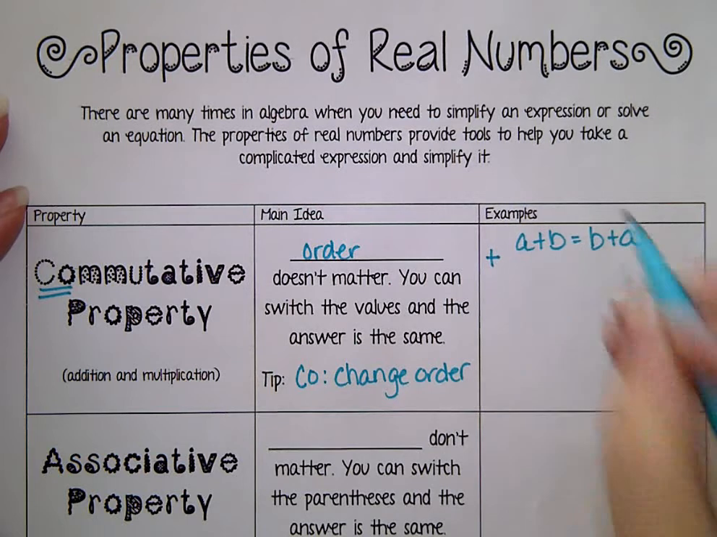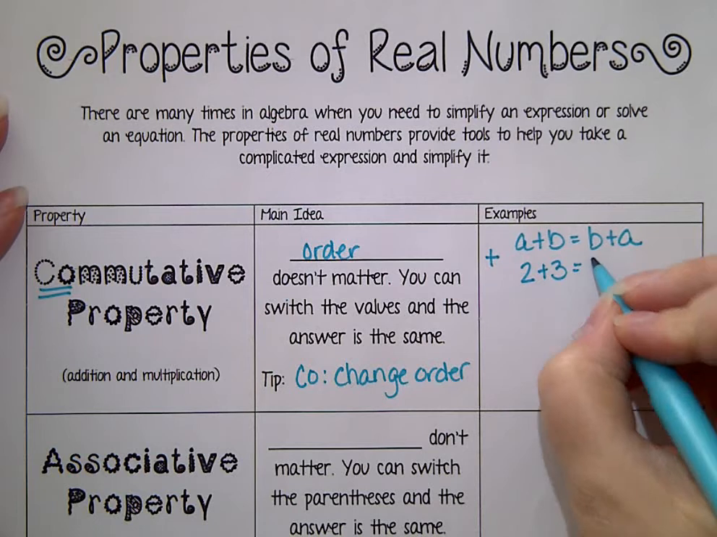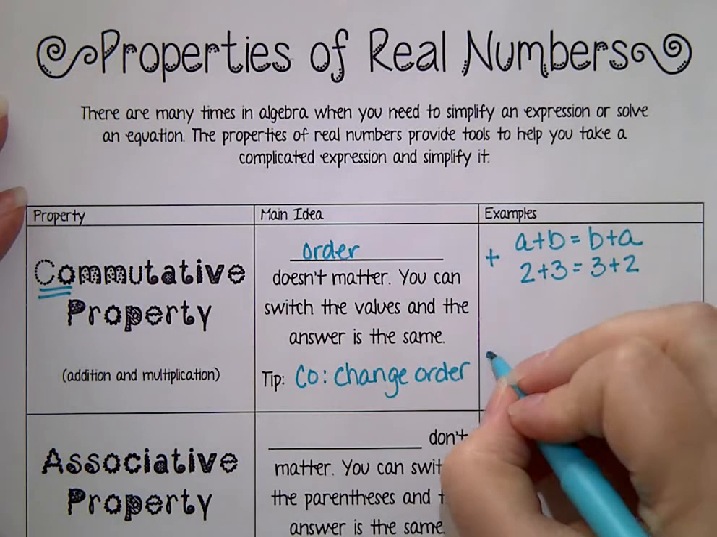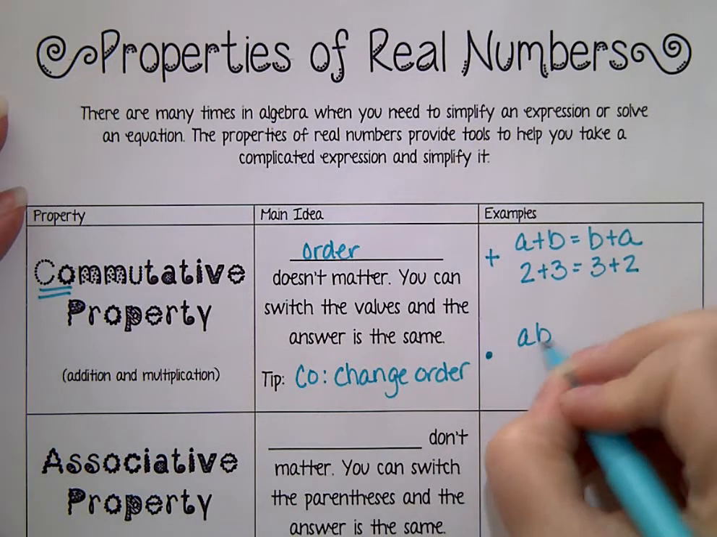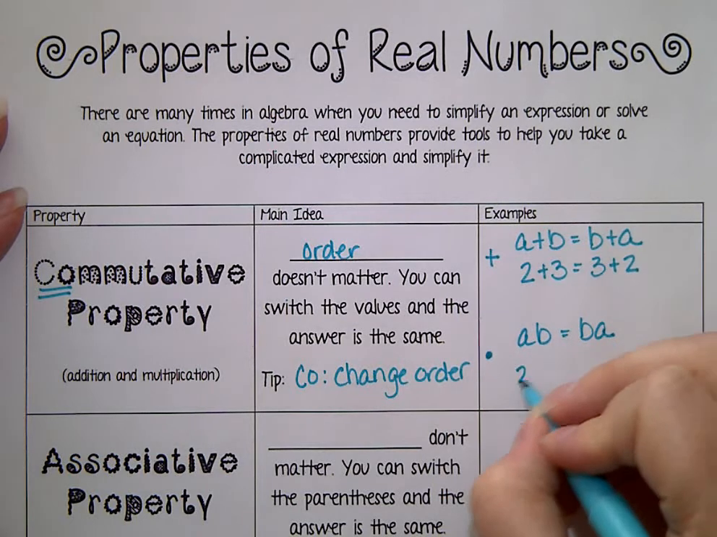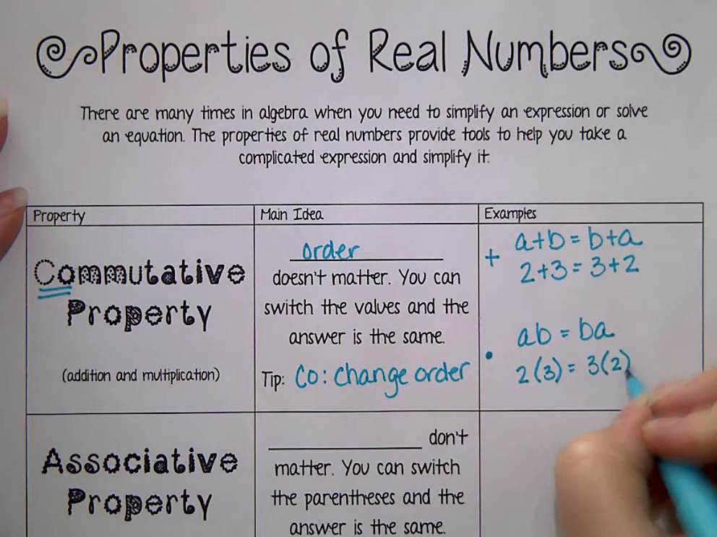Let's look at that with real numbers. 2 plus 3 is the same thing as 3 plus 2. The commutative property also works for multiplication. A times B is equal to B times A. 2 times 3 is equal to 3 times 2.